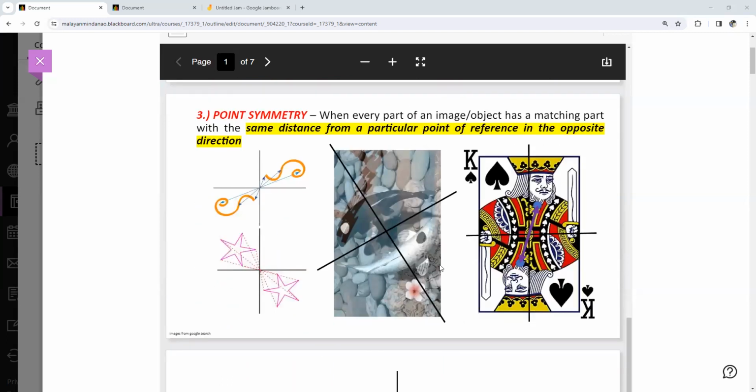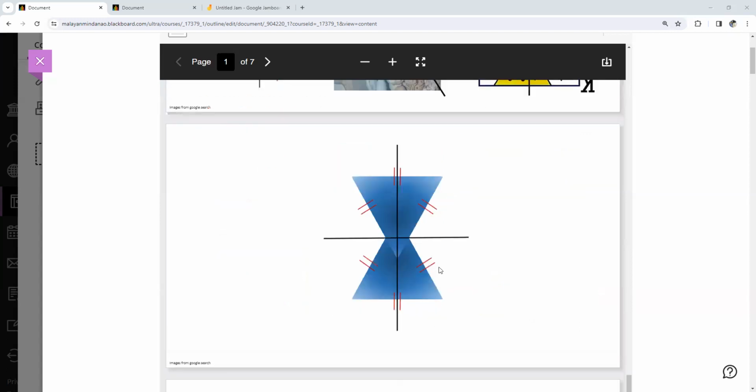Right. So point symmetry, this is when every part of an image has a matching part with the same distance from a particular point of reference in the opposite direction. And often the point of reference is similar to the origin of a Cartesian plane. And if you position the Cartesian plane strategically, perhaps the middle of the object, you will find that there are similar points that are equidistant from that origin. So that is point symmetry.